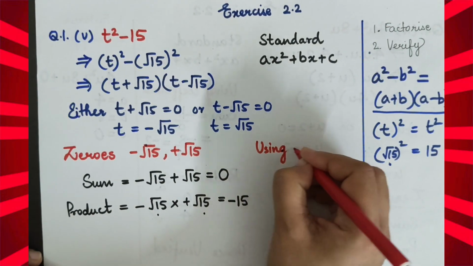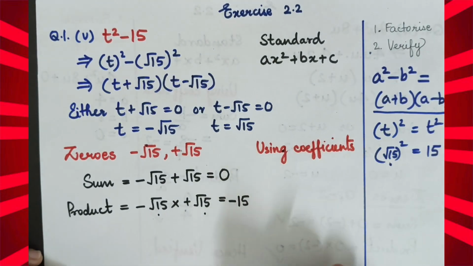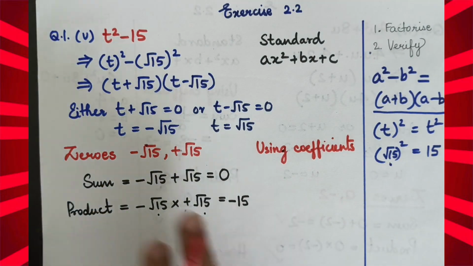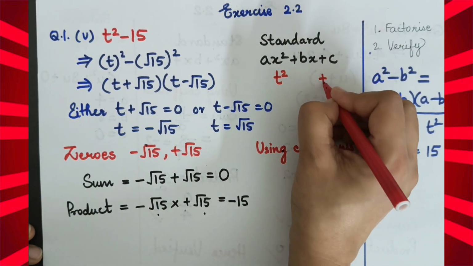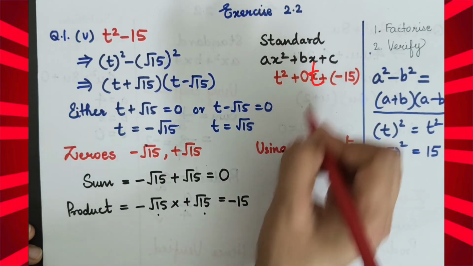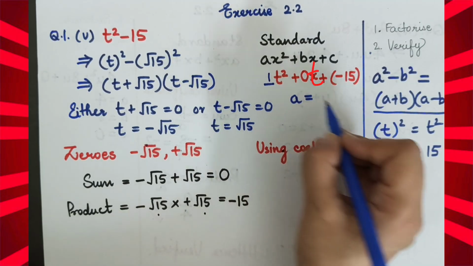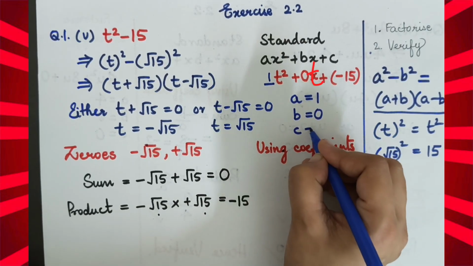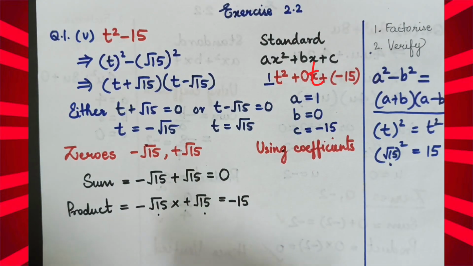Now we will also find the sum and product using coefficients. Now here in this case, we had already seen that this is not in the standard form. So we'll try to put it in the standard form, and we'll write it as t square plus 0t minus 15. So now we can note down the a. A is the coefficient of t square, that is 1. B is the coefficient of the middle term, that is 0, and C is the last constant term, that is minus 15.